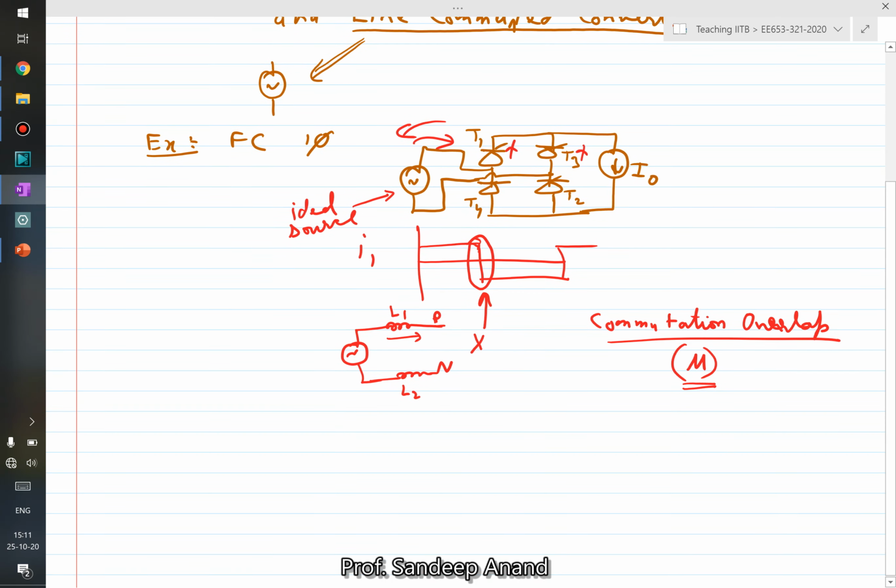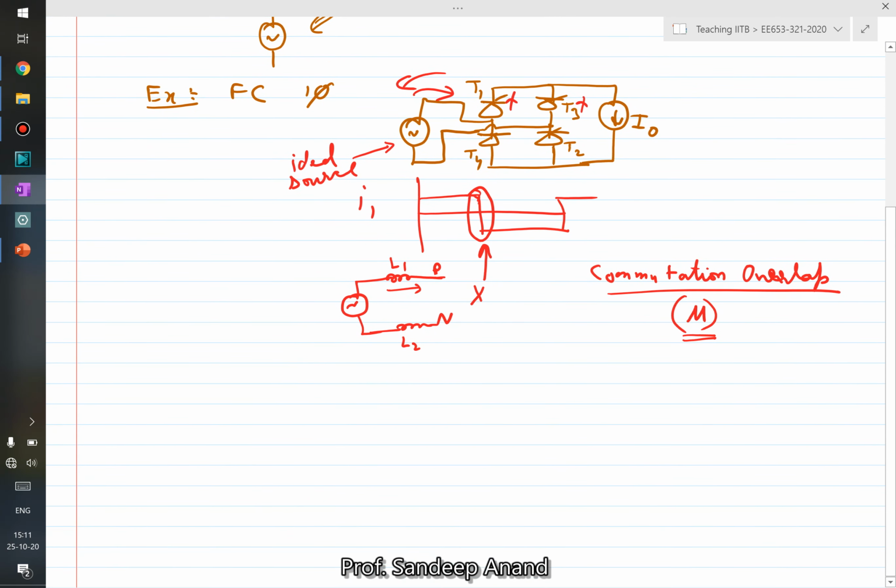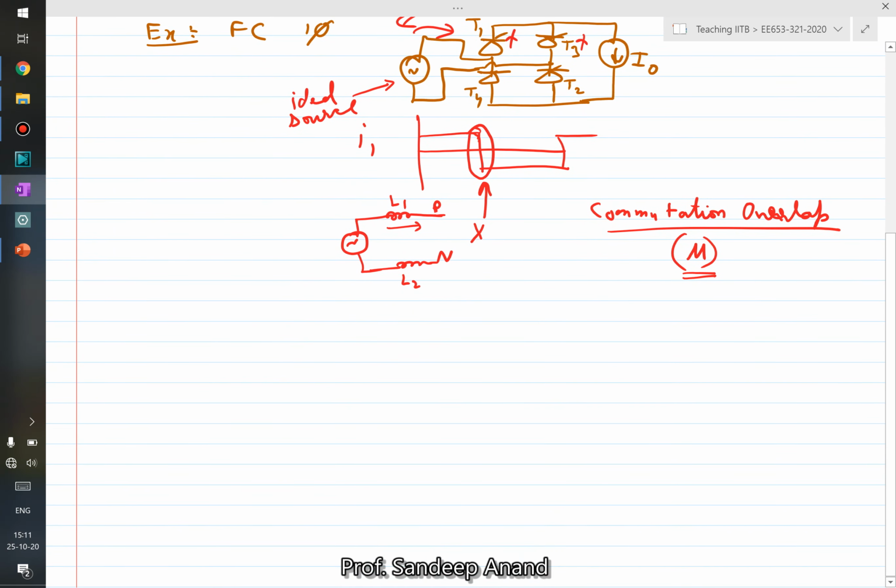So now what we'll do is we'll continue maybe with the same example of a fully controlled thyristor rectifier, and we will try to calculate the value of mu. We'll also see whether this commutation overlap has any effect on the output voltage and so on. So let me redraw the circuit, excuse me, and let us then try to derive these expressions.